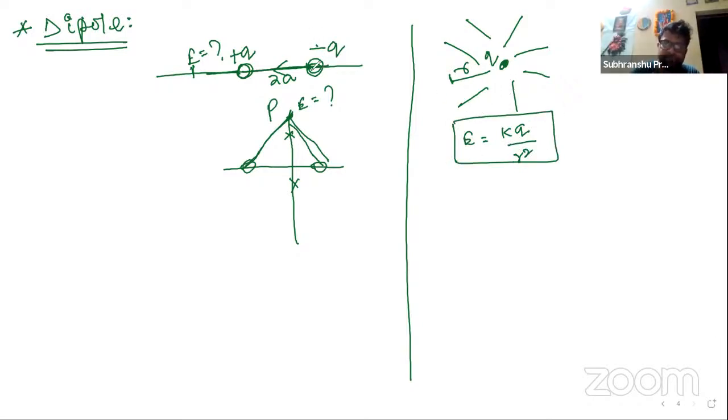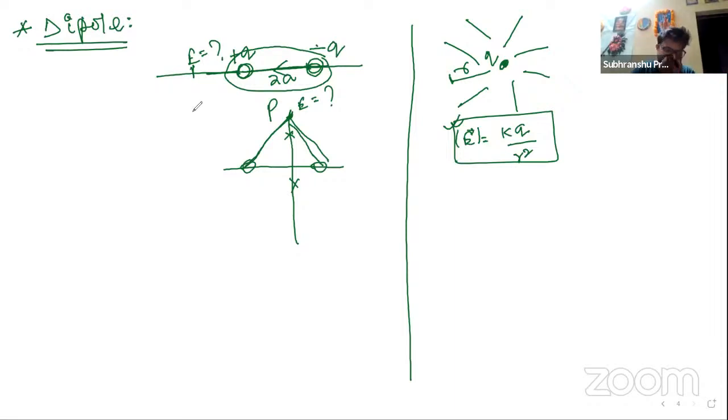Now, how is the dipole special compared to this single charge? A dipole is a combination of two charges. So two charges are there, and that's why the formula will not be the same as for a single charge. The formula will be modified because the combined effect of two charges will come.